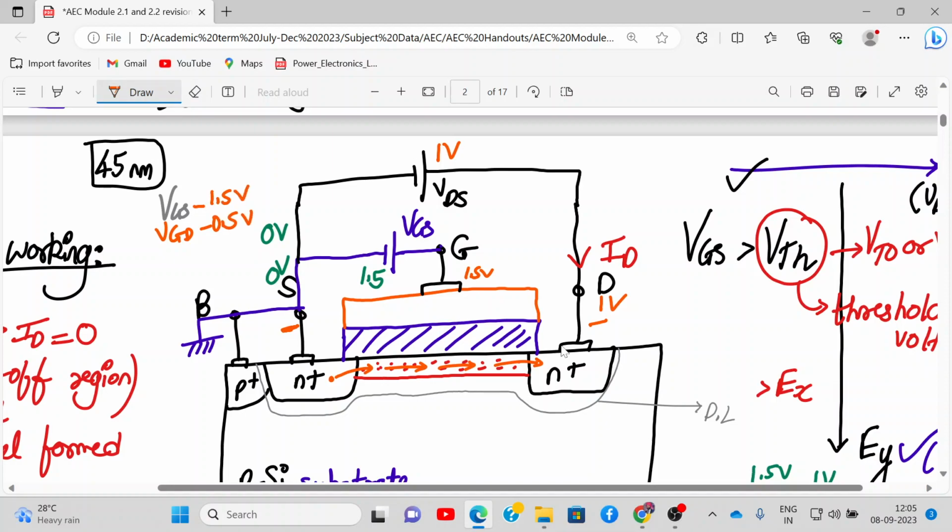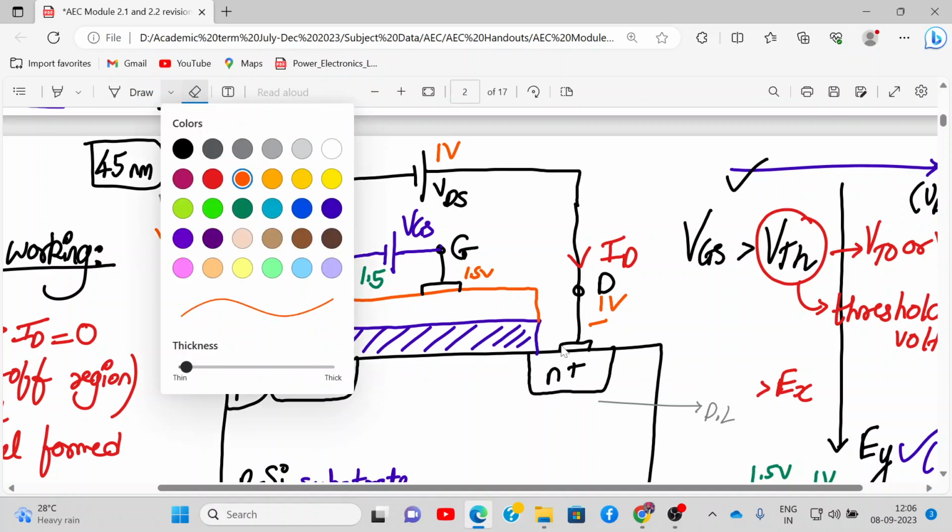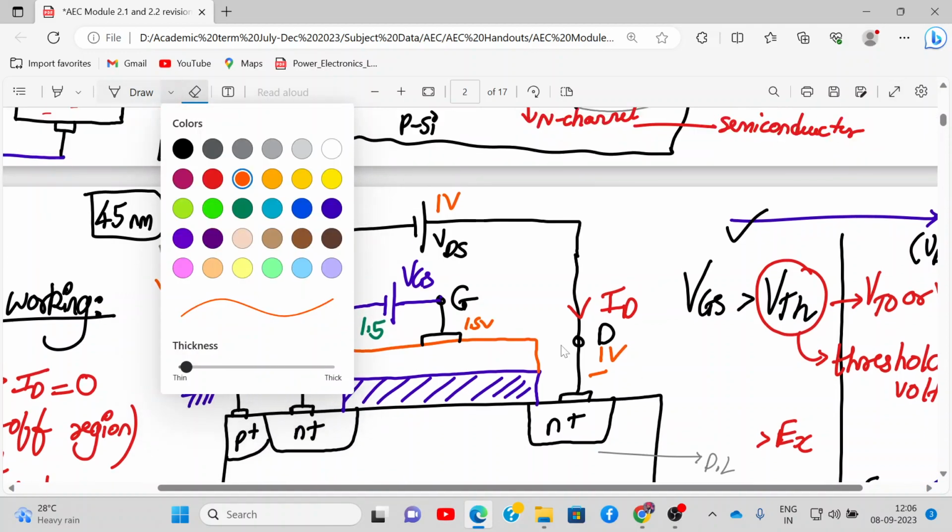Meaning the gate's control over the source, the gate to source voltage, is 1.5 volt, and the gate's control over the drain is 0.5 volt, correct? VGD is 0.5 but the drain is 1 volt, and the source is 0 volt. So what will happen now is the shape of the N channel will reduce. Earlier it was a straight line, now it will become like this. Please concentrate over here.